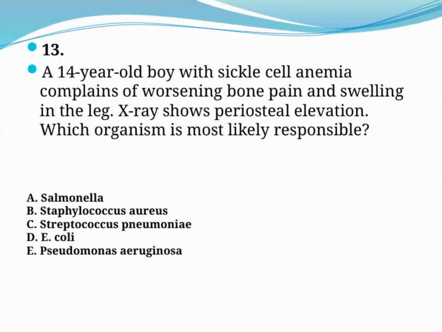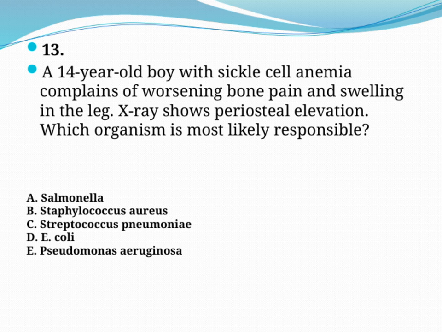Let's look at a clinical scenario involving a 14-year-old boy with sickle cell anemia who presents with worsening bone pain and swelling in his leg. The X-ray reveals periosteal elevation, which suggests an underlying bone infection or inflammation. Now, considering his sickle cell disease, certain infections are more common due to altered immune responses and frequent vaso-occlusive crises.